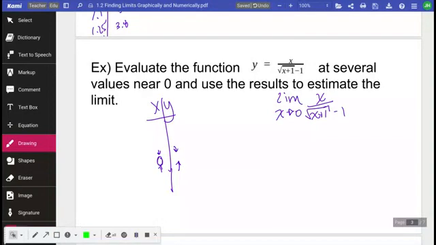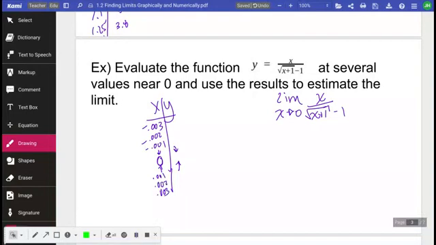All right, so let's plug in negative 0.003, negative 0.002, negative 0.001. So those are numbers on the number line to the left of 0. We can put some numbers to the right, like 0.001, 0.002, 0.003.